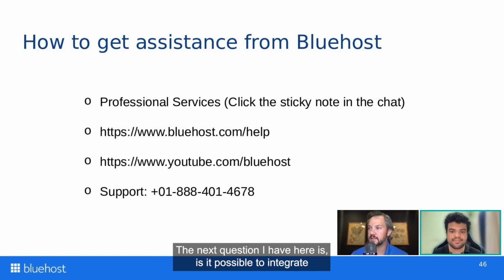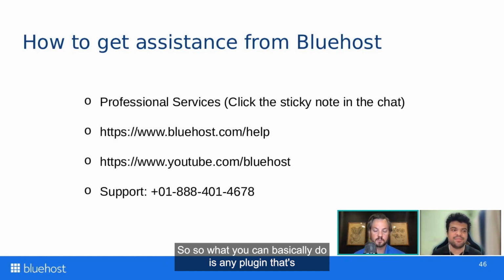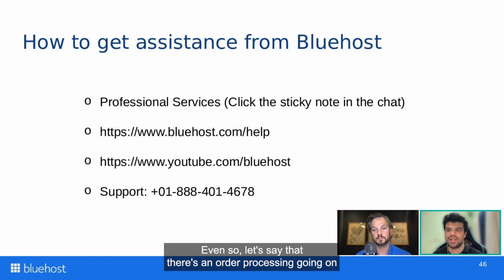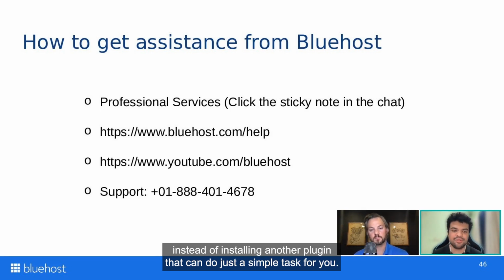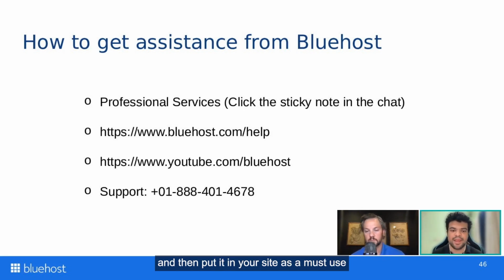The next question I have here is, is it possible to integrate custom code or scripts with automation tools in WordPress? Sure. So what you can basically do is, any plugin that's well supported has hooks that you can hook into. So you can write maybe a drop-in, a must-use plugin that's specific to your site, and you can basically hook into that event. So let's say that there's an order processing going on, and you maybe want to get a notification on your phone. Instead of installing another plugin that can do just a simple task for you, you can hook into when that order processing is happening, write your own custom code that notifies your phone, and then put it into your site as a must-use or a drop-in or a custom plugin.